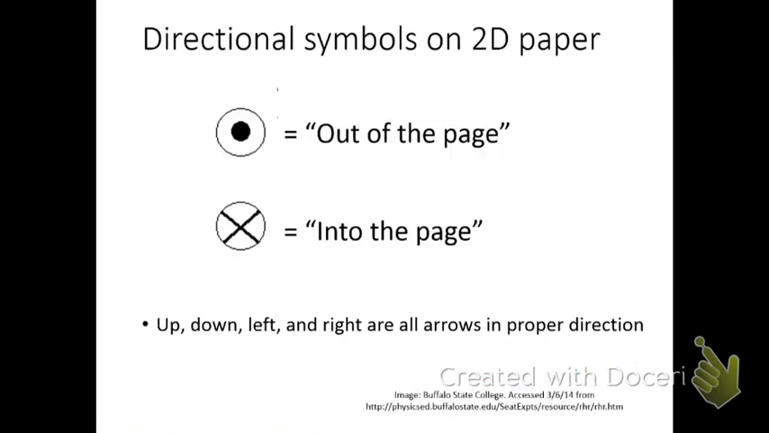These vector cross products involve 3 dimensions. It's not going to be enough to have up, down, left, right. You also need to add into the page, out of the page. That was a fantastic 30 seconds of my life. Anyway, make sure you know the symbols for out of the page and into the page. Out of the page is a little circle with a dot in it. Into the page is a circle with an X over it.